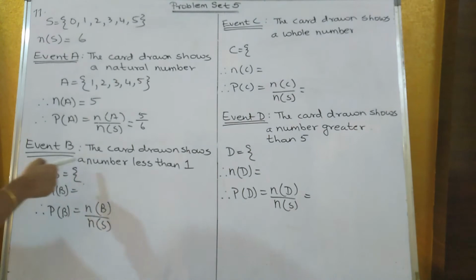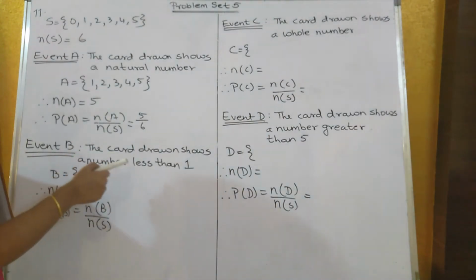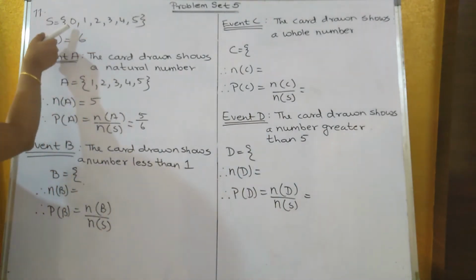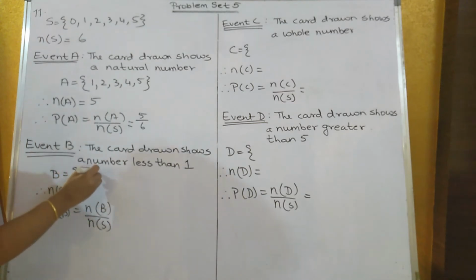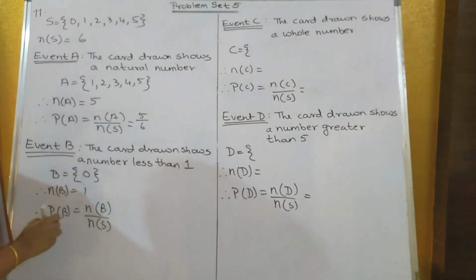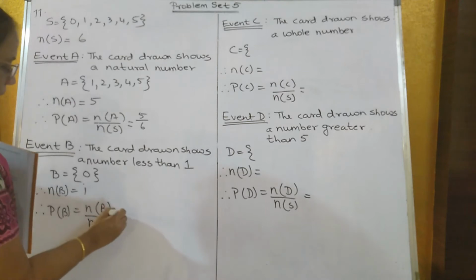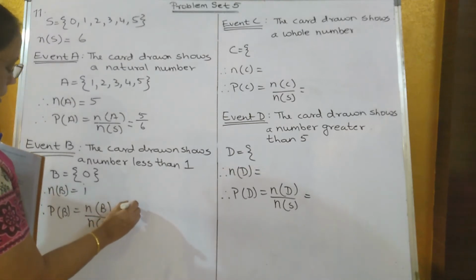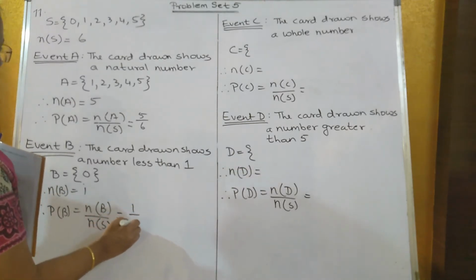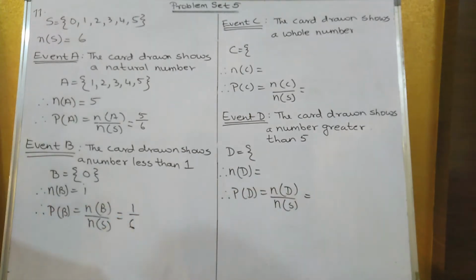Next event B, the card drawn shows a number less than 1. So less than 1, only one number is there. What is that? 0. So only one element is there. So PB is equal to NB upon NS, that is 1 upon 6. So PB is equal to 1 upon 6.